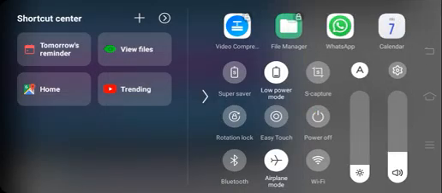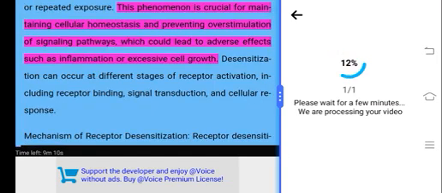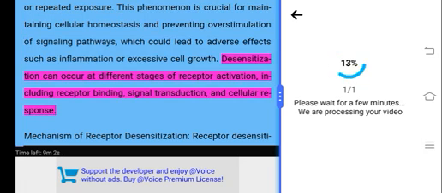Receptor desensitization refers to the process by which a receptor becomes less responsive to its ligand after prolonged or repeated exposure. This phenomenon is crucial for maintaining cellular homeostasis and preventing overstimulation of signaling pathways, which could lead to adverse effects such as inflammation or excessive cell growth. Desensitization can occur at different stages of receptor activation, including receptor binding, signal transduction, and cellular response.